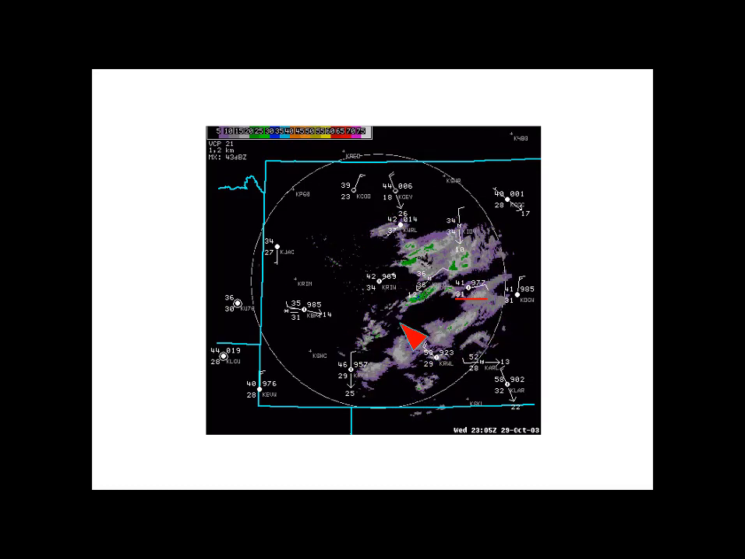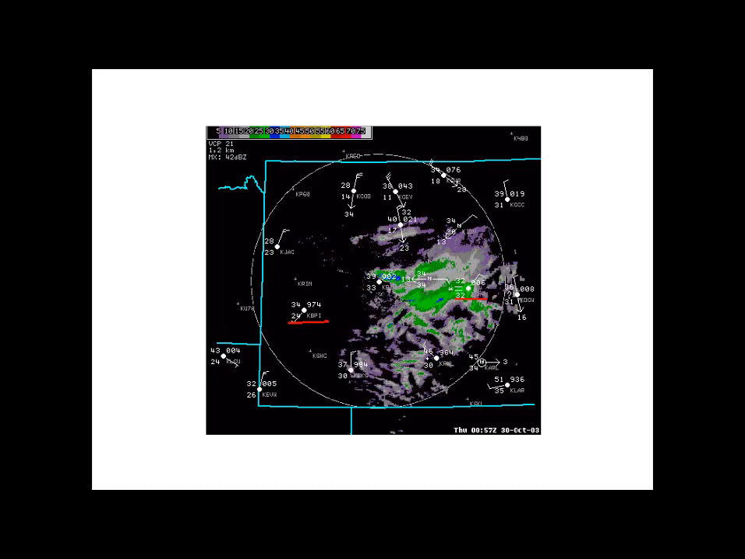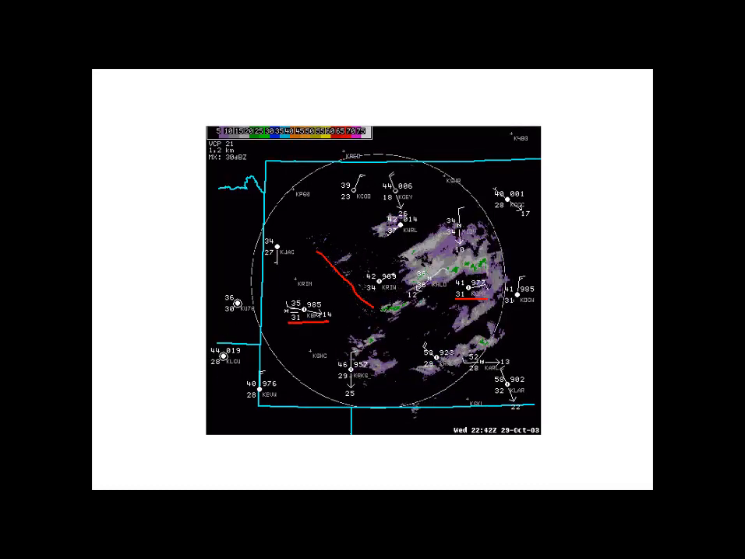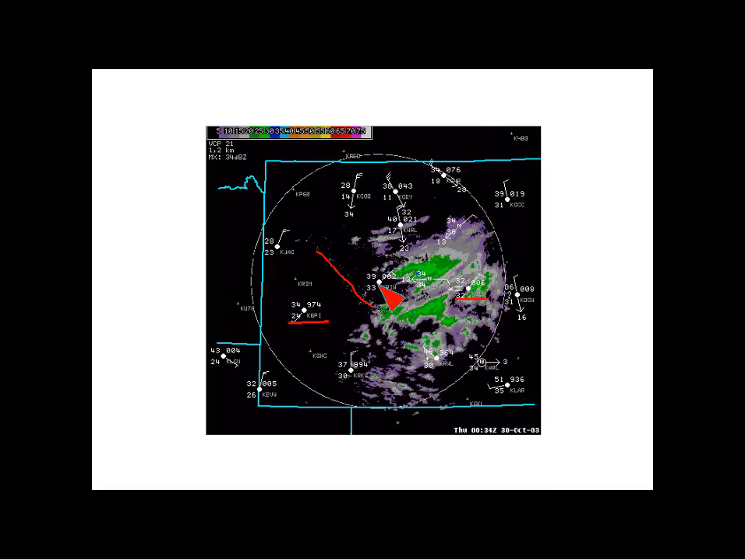Also notice right here at Big Piney they're reporting snow, but there's no reflectivity. Keep in mind they're suffering from beam blockage because of this high mountain range right here, effectively blocking Riverton's radar from seeing that here.